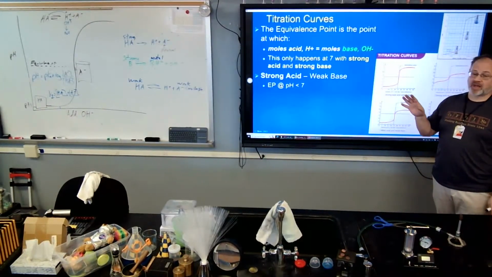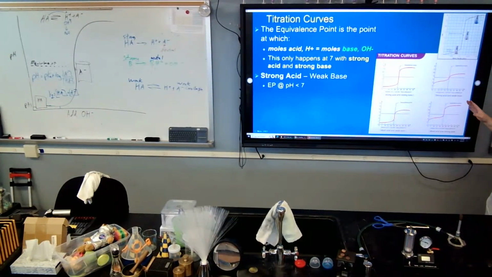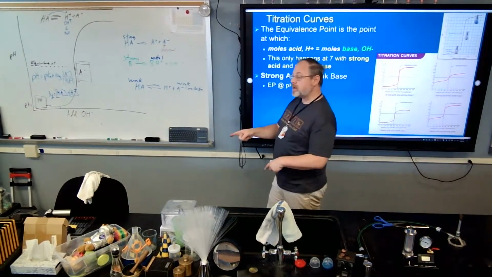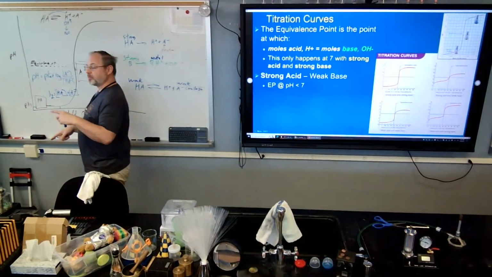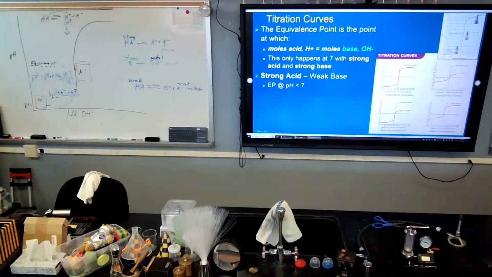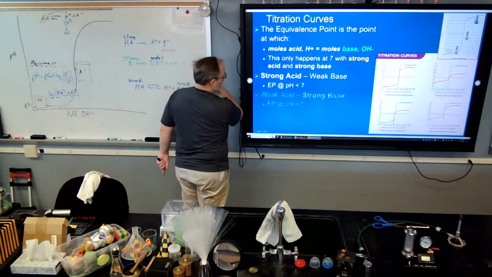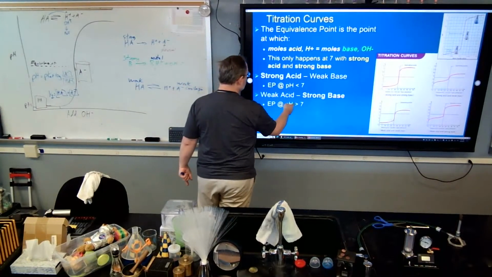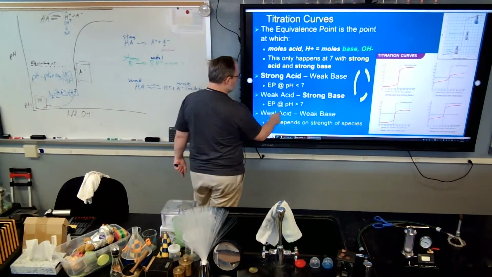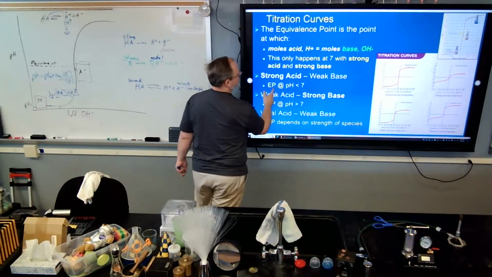I'm going to draw a little table here in a second. Does the general idea resonate with you? With strong, nothing's left behind that changes anything. With weak and strong, the weak things leave something else that's weak behind. Okay, so let me draw this right here. Weak acid, strong base, the pH is going to be more than 7. Weak acid, weak base, it depends on the species, and we're going to talk about that.